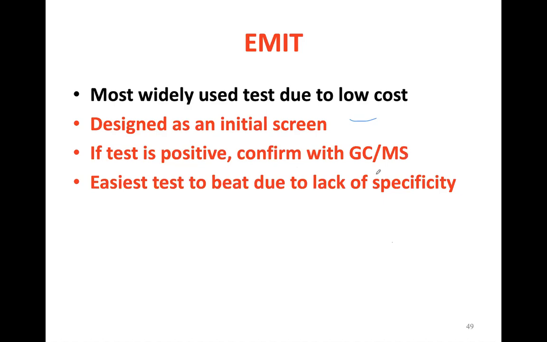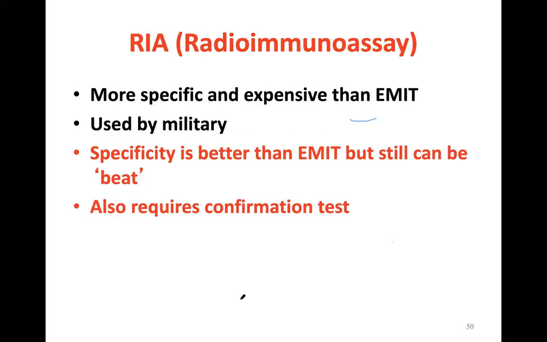All right, let's see. There we go. The RIA test, this is a radioimmunoassay, still a screen test. It is harder to beat than an EMIT test. Typically, this is used by the military and sometimes police. A lot of them still use EMIT.